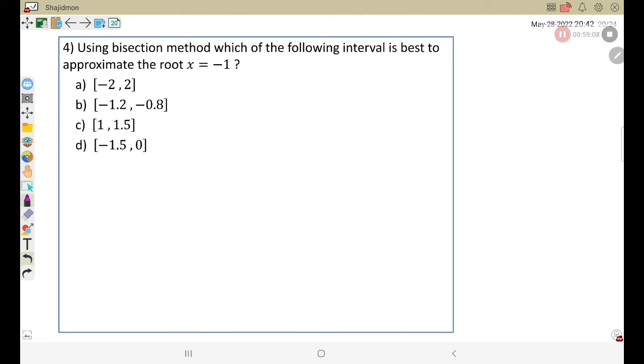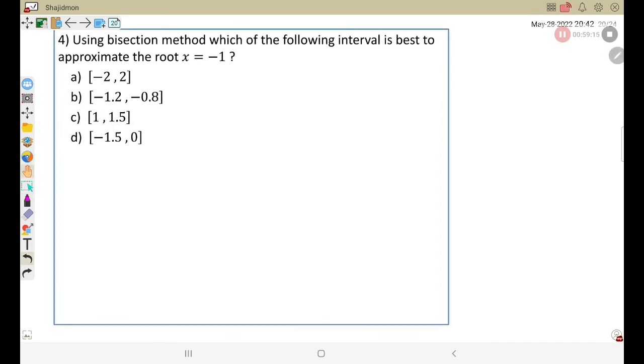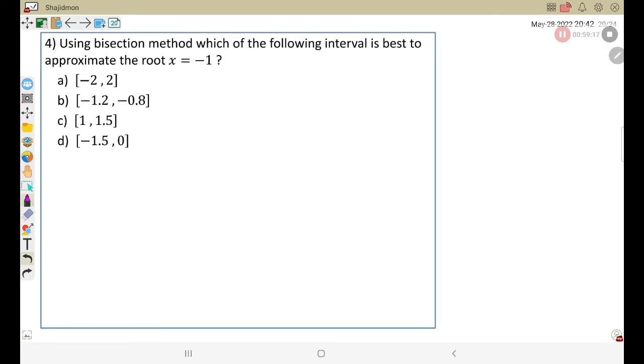Using bisection method, question number 4. Which of the following intervals, meaning location, is best? This is the question: it is best to approximate the root x equal to minus 1. The answer is already given, x equal to minus 1.